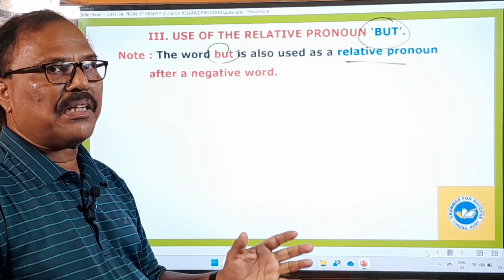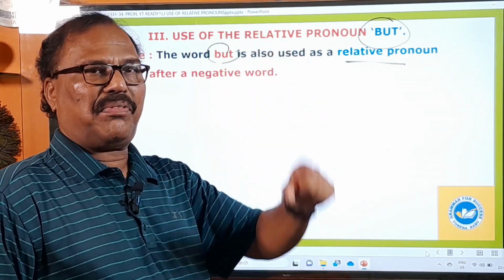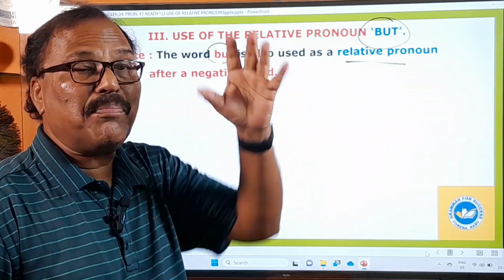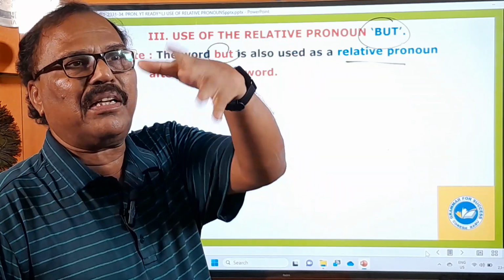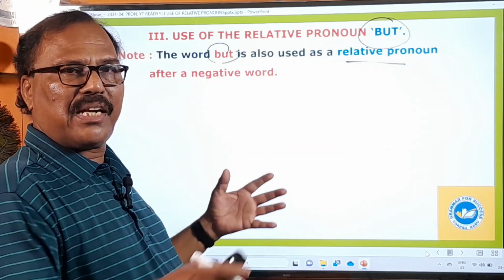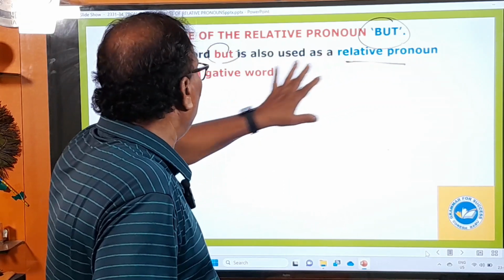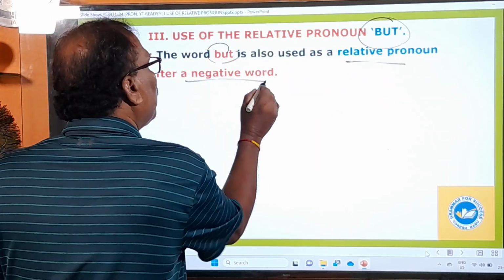Certain words work as a noun, as a pronoun, as an adjective, as an adverb. One word will be working in different capacities, different shades. And that's why here but is a conjunction, but here it is used as a relative pronoun, and that too after a negative word. It's very important.